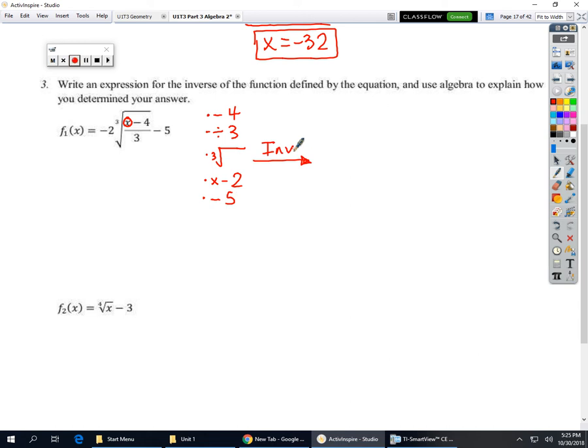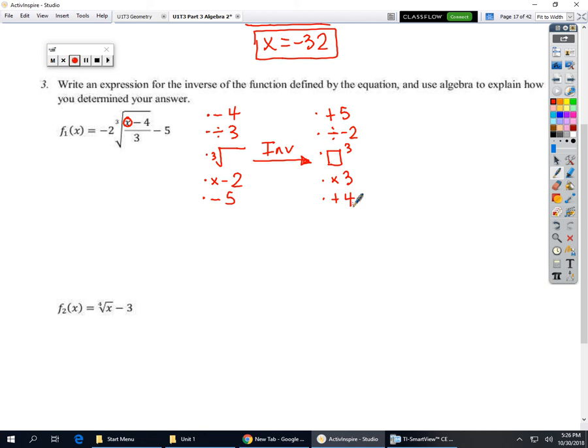So if I'm taking the inverse, everything's got to go out of order. Instead of minus 5, which is the last thing we did, I start with plus 5. Instead of multiplying by negative 2, divide by negative 2. Instead of cube root, you just cube the whole thing. I put a box there just so I don't forget what this 3 is. Instead of dividing by 3, I multiply by 3. And instead of subtracting 4, I add 4.